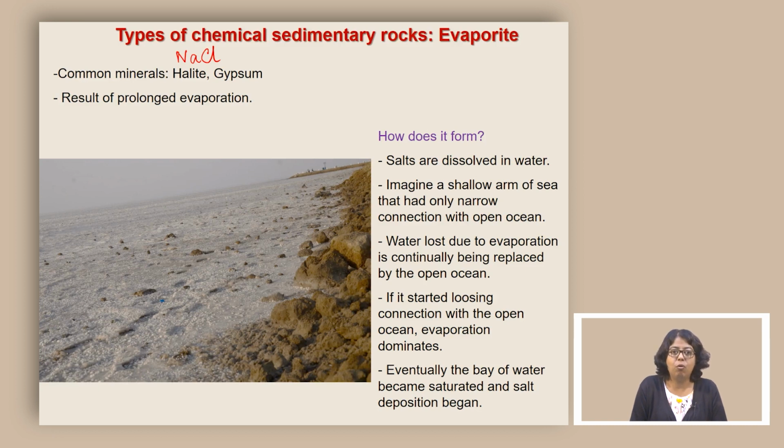Now, how does it form? So, let us first start with a system where there is enough water and there is also salt. For example, if you think about it, the ocean water actually has enough salt dissolved in the water. So, that can work as a source material. Now, imagine a shallow part of the sea that had only a narrow connection with the open ocean. So, if I look from the top and try to draw a boundary.